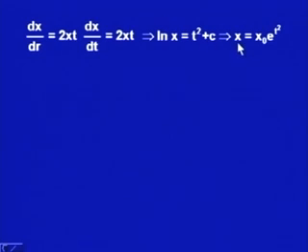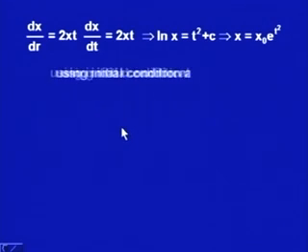This says x is equal to x naught times e to the power t square. Again I have taken x naught just to keep the same manner as we used in the line equation. Of course, this is some constant which is e to the power c. So, x naught we have taken because we want the curve in x and t.